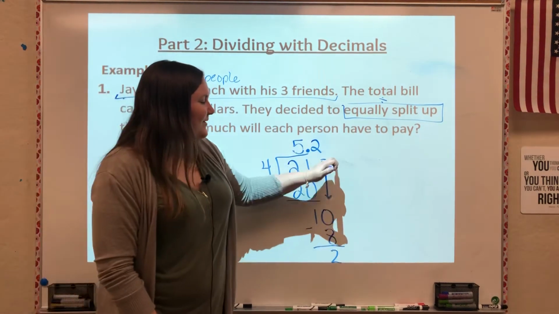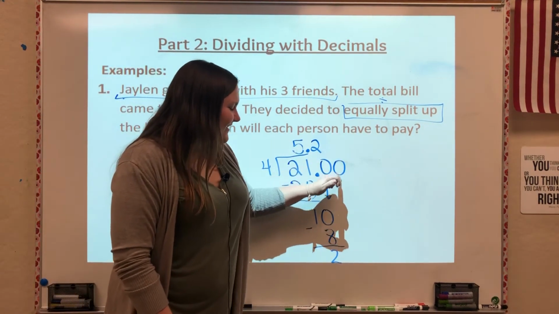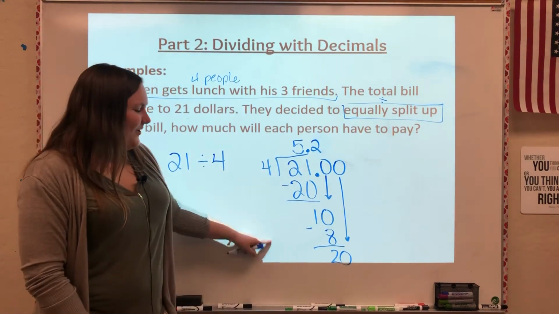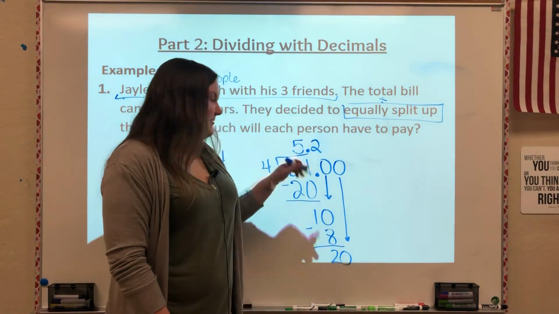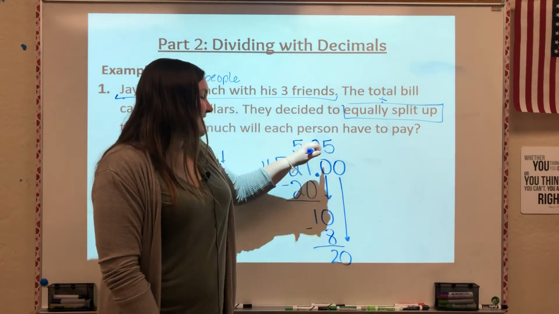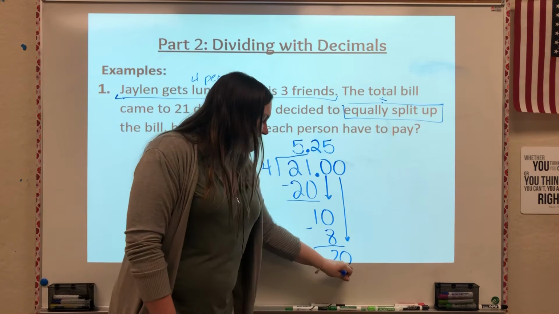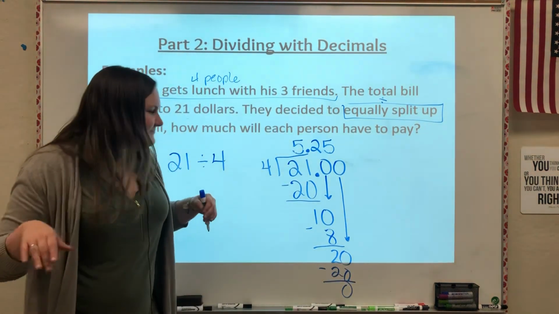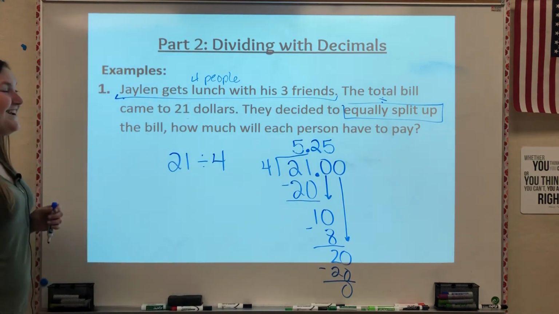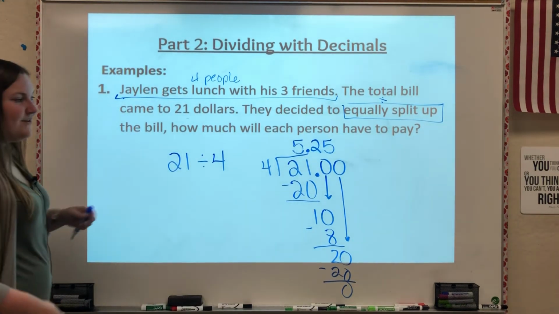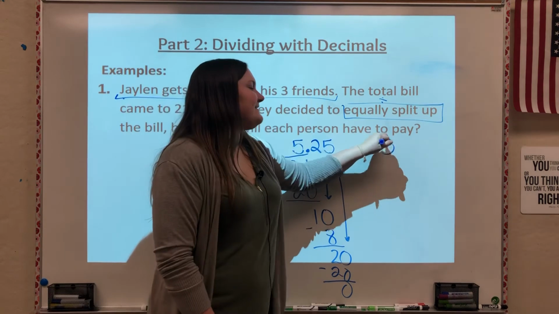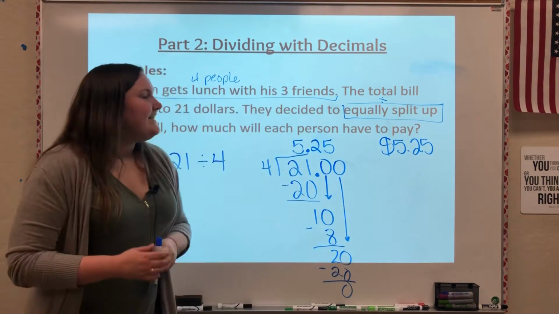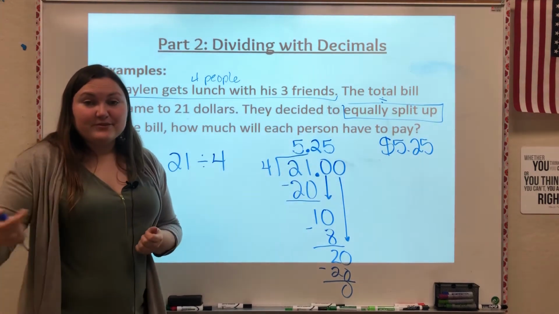I'm going to come in and put another 0 here. That's going to give me another number to divide by. We can say 4 goes into 20. 4 goes into 20 5 times. 5 times 4 is 20, which would mean the remainder is 0, and we are done. So what do we get for our answer? How much will each person have to pay? We've got each person pays $5.25.